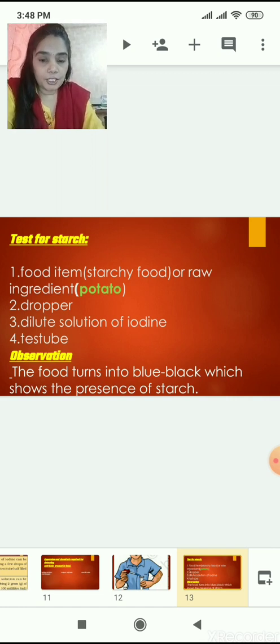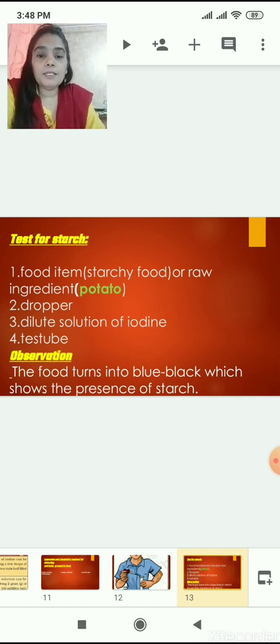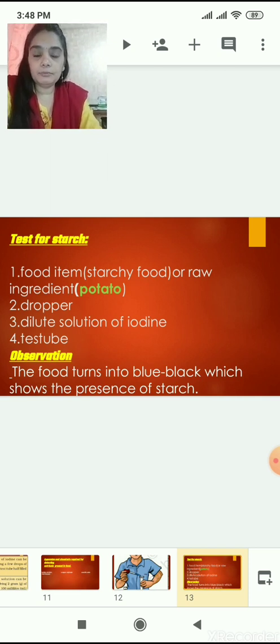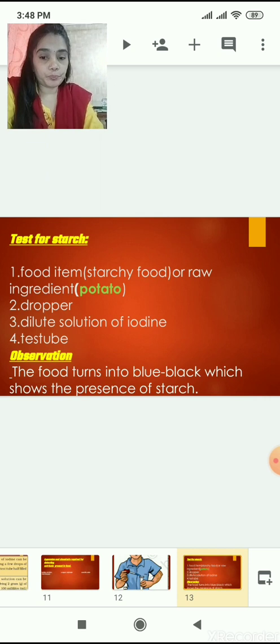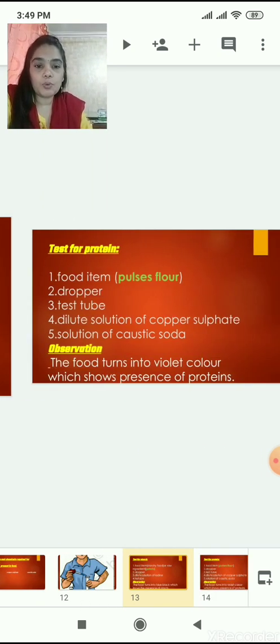Test for starch. Have you written in your notebook test for starch? Yes, the food item is starchy food or raw ingredient, as potato we have taken. Second one is dropper. Third one is dilute solution of iodine. And the fourth one is test tube. So observation: the food turns into blue-black, which shows the presence of starch. So this is our first test, children, and next we'll move on to the next one.